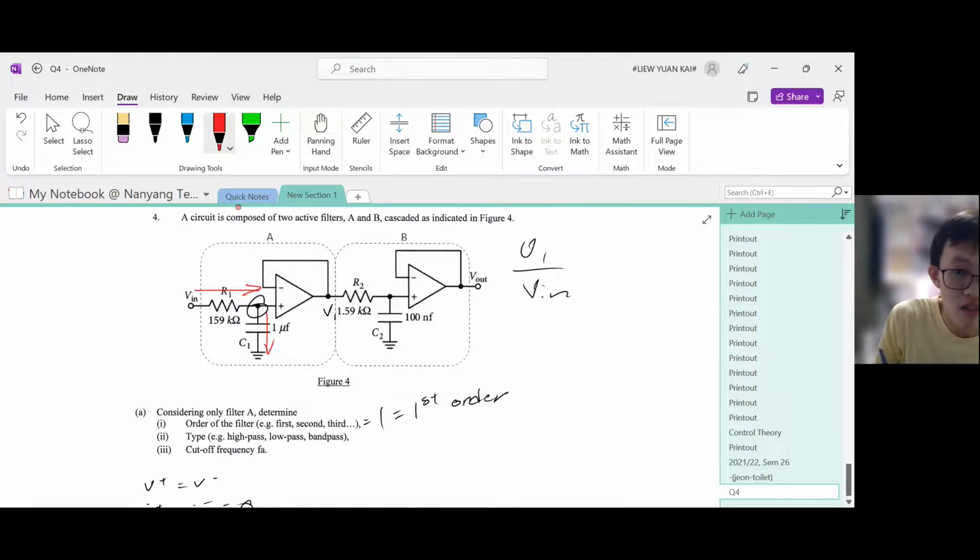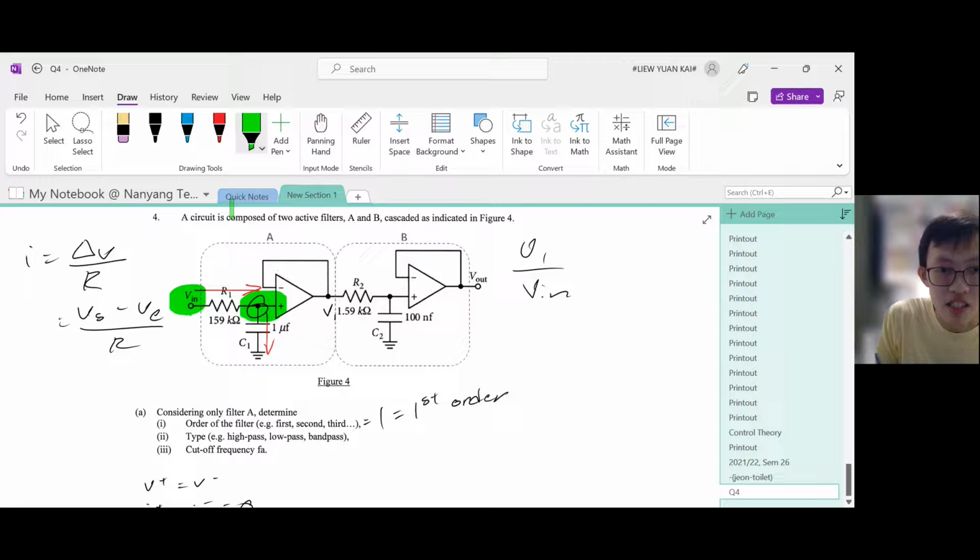So going into the node will be this one, right? It goes into the bubble, and then going out of the node will be this one. See, it goes out of the bubble. So what's the formula for the current going into the bubble? Current is given by delta V over R. Delta V is given by V start minus V end, divided by R. So it starts at the V in, it ends at the V plus, right? So current going in is V in minus V plus divided by R1.